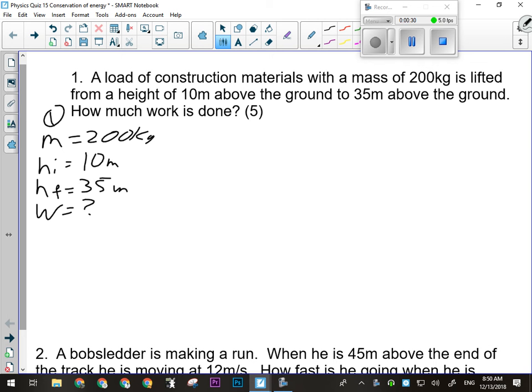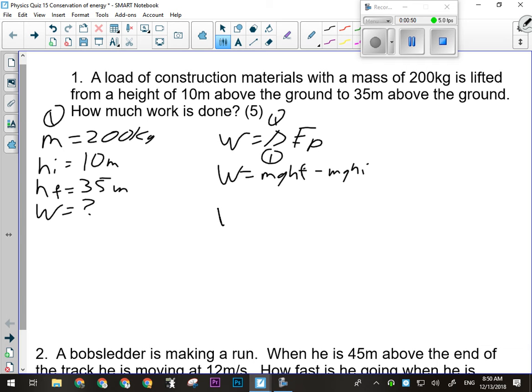What kind of energy is changing in this question? The potential energy. All right, so we simply write work is a change in potential energy, 1 mark. So that's going to mean m times g times h final, minus m times g times h initial. So we'll give them a mark for that. Okay, and then we'll plug in our numbers.